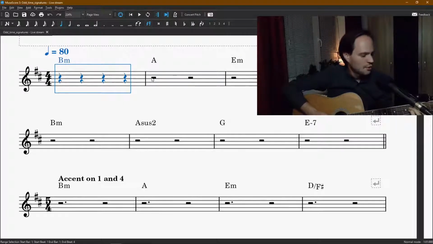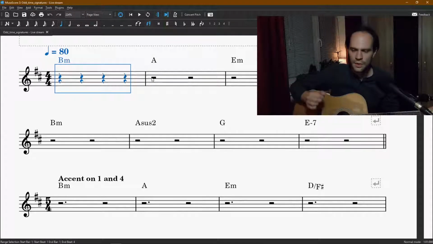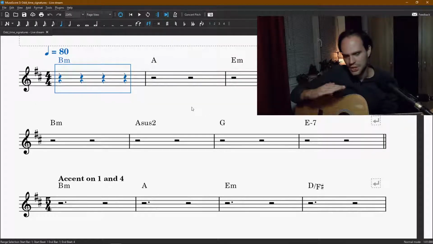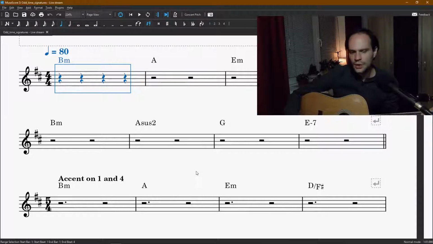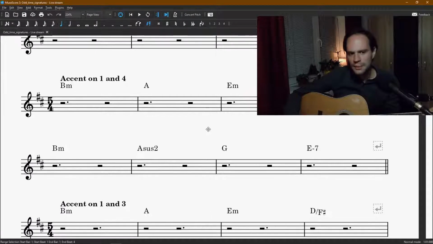1, 2, 3, 4, 1, 2, 3, 4, 1, 2, 3, 4. So that was more or less accents on the 1 and the 3, and it was actually very subtle. But now, because this would be about odd time signatures, I'm going to jump in on the 5/4 time signature.